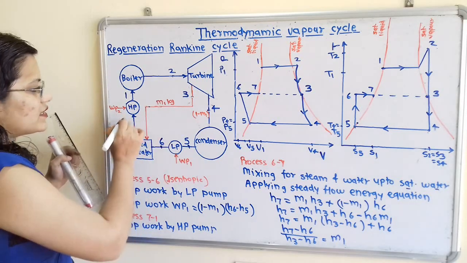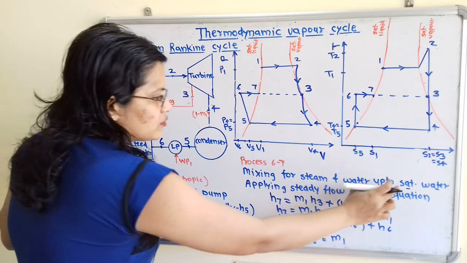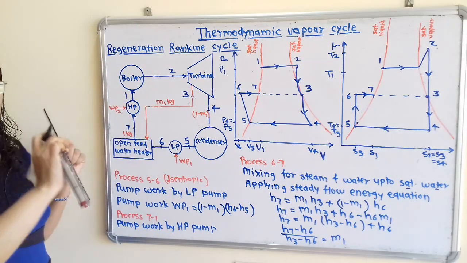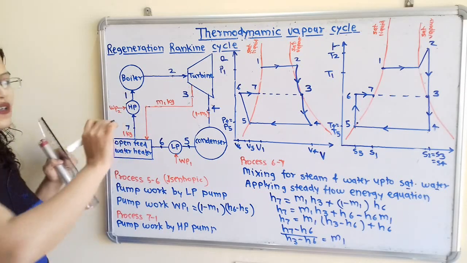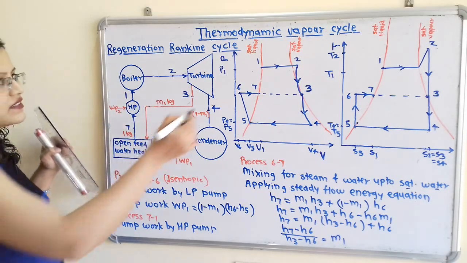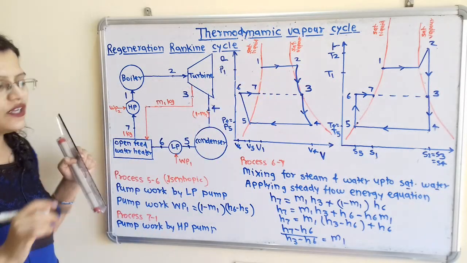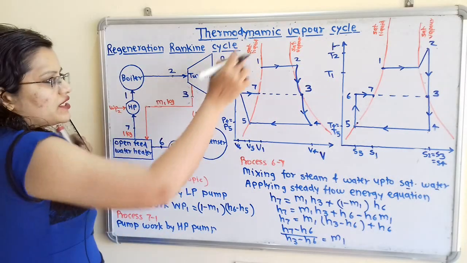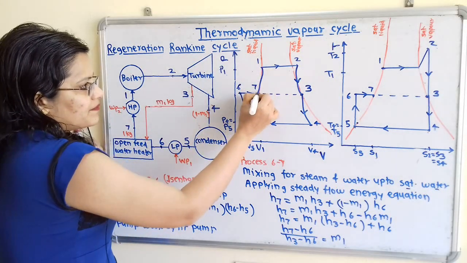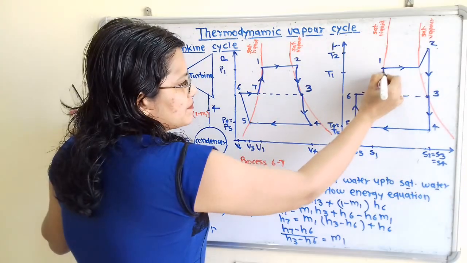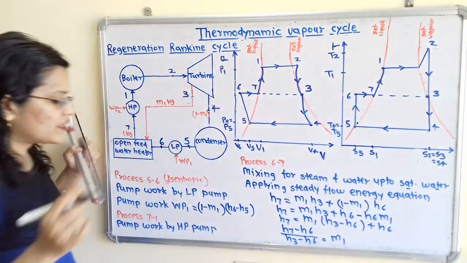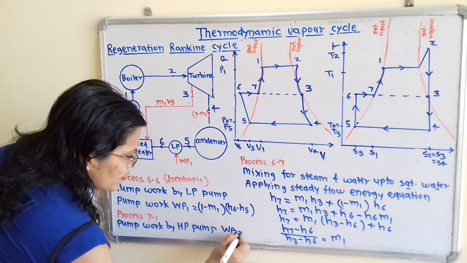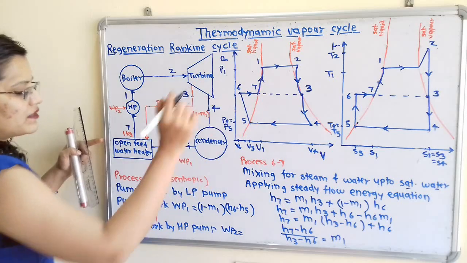So here the saturated liquid phase of the working substance will remain the same from point 7 to point 1, because we know that for this point 1, the phase of the working substance is saturated liquid. So we have to show this 7 to 1 along the saturated liquid line. And what is WP2? WP2 is equal to the change in enthalpy, that is H1 minus H7.